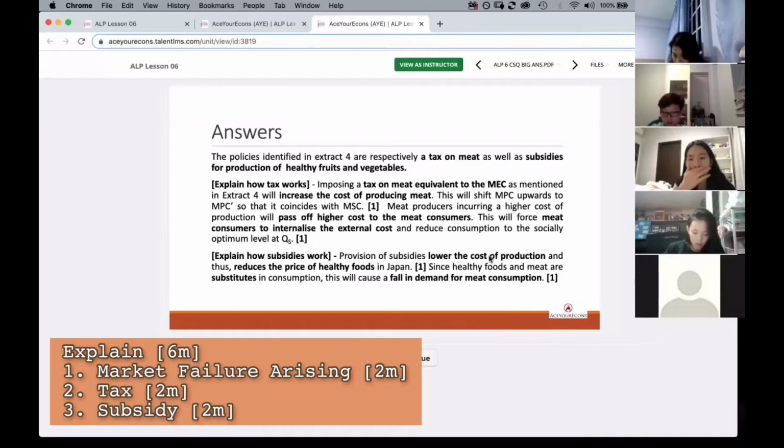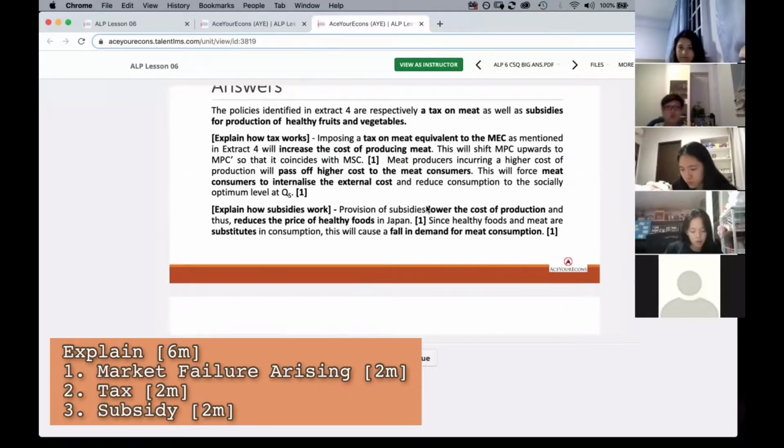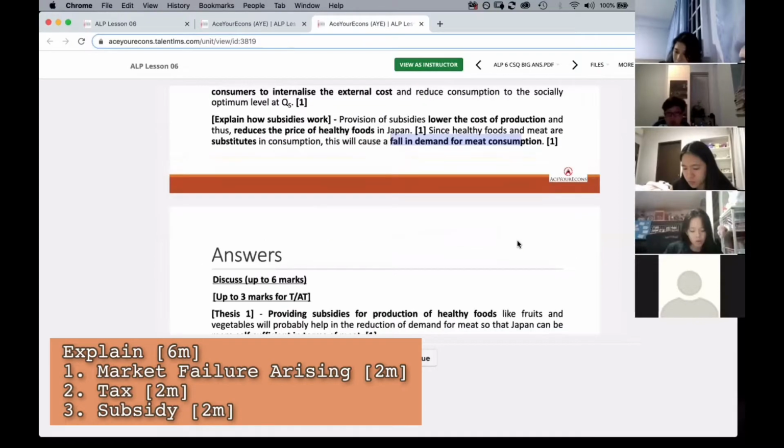For subsidy, it is actually easier. The provision of the subsidy lowers the cost of production and reduces the price of healthy food in Japan. So 1 mark is given to cost of production and reducing price of healthy food. And the next mark goes to substitutes. What's the relationship between the 2? And fall in demand for meat consumption. The next 6 marks go to the discussion of self-sufficiency.